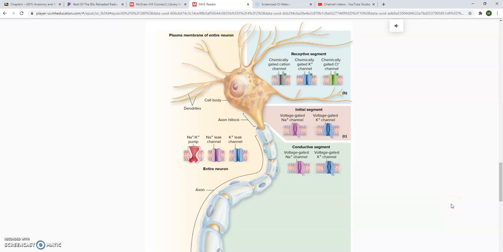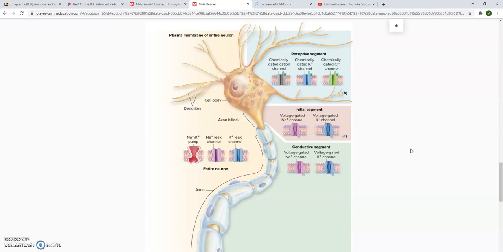All right, we're going to finish talking about the location of these various pumps and channels along the neuron. So a little anatomy of our neuron that we need to understand before we talk about the physiology. In the last video, we finished talking about the location of the chemically gated ion channels for sodium, potassium, and chloride.